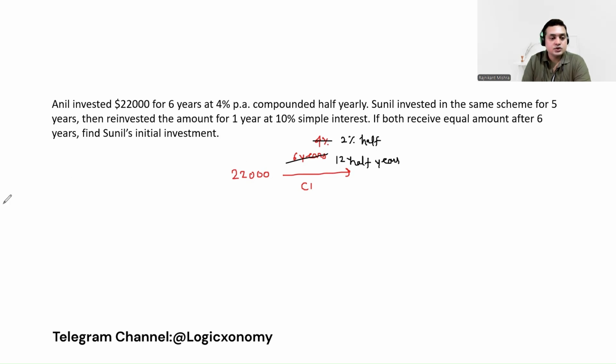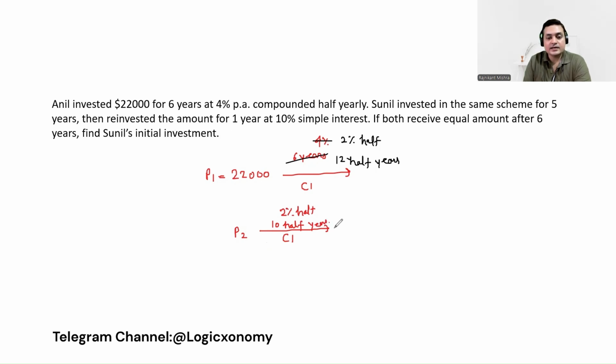Now, Sunil invested some amount. We don't know the principal of Sunil. Suppose this principal is P1 and Sunil's principal is P2. Sunil invested the P2 amount in the same scheme, compound interest, 2% half yearly, but for 5 years, which means 10 half years.